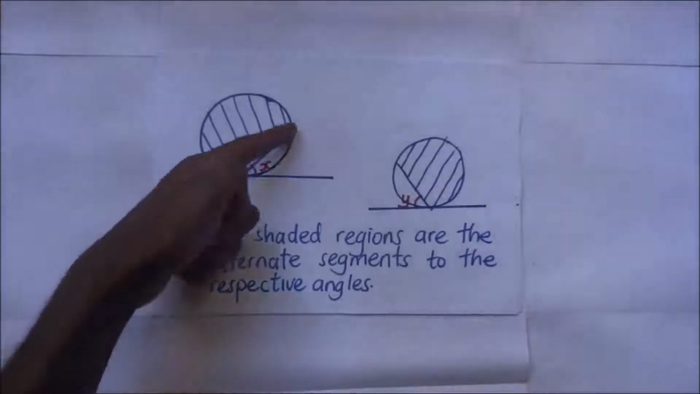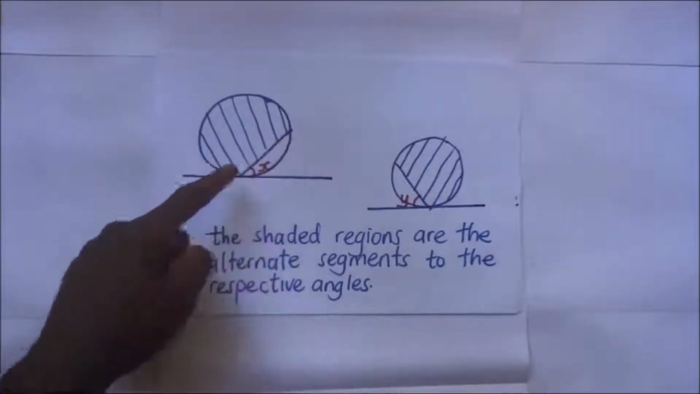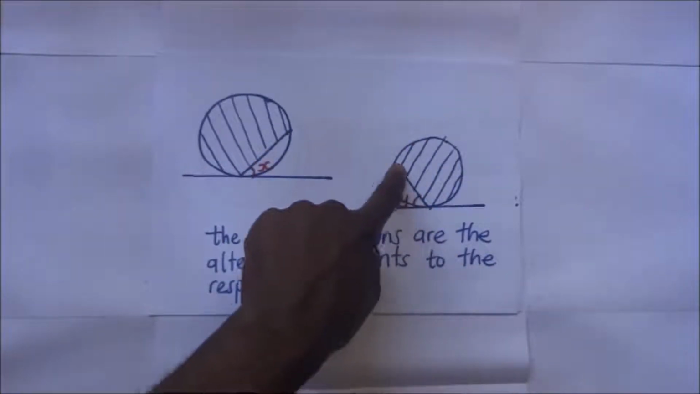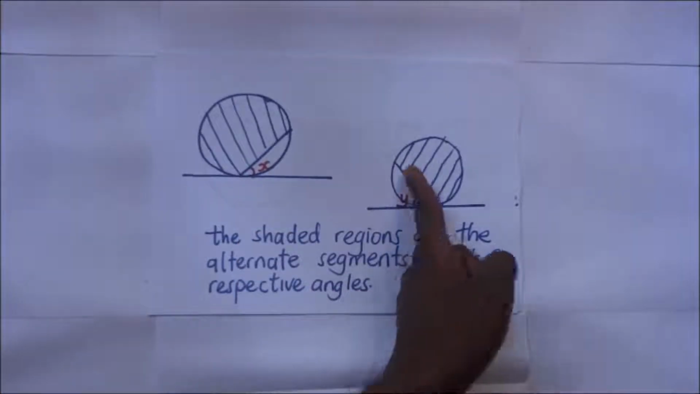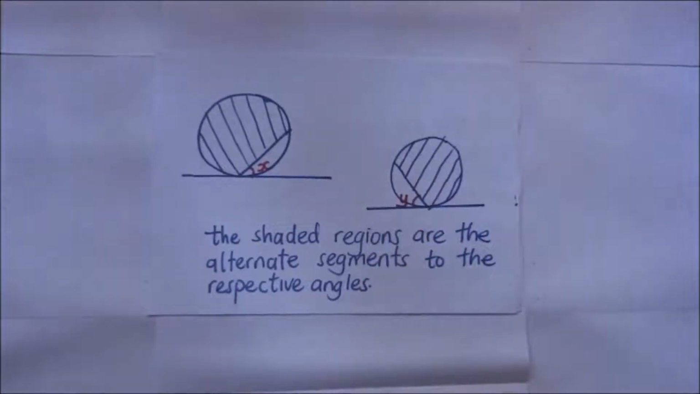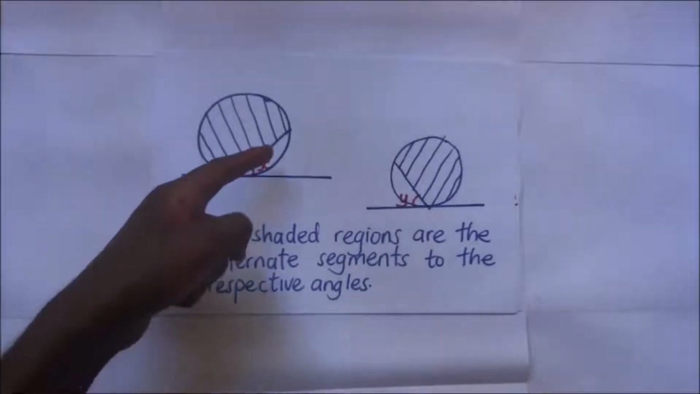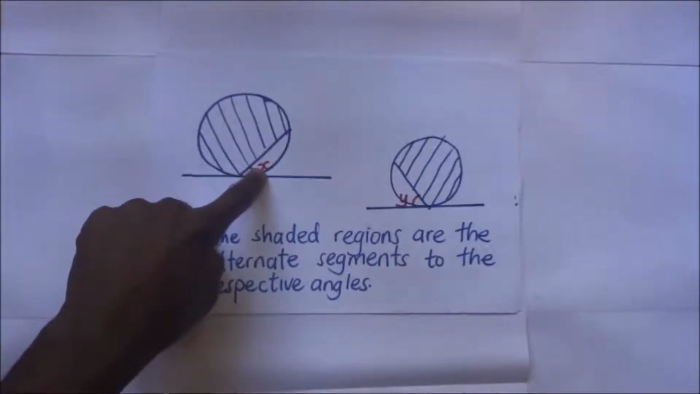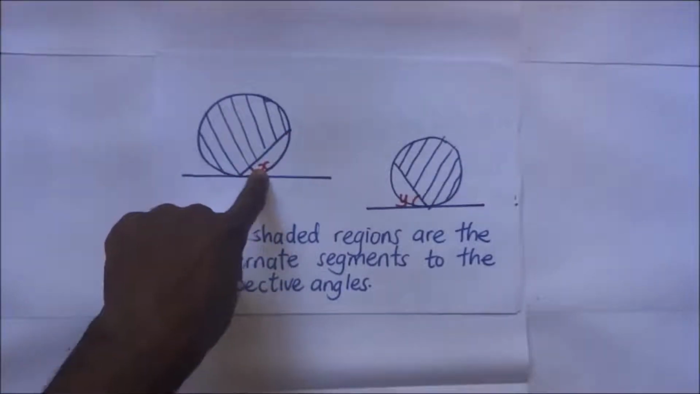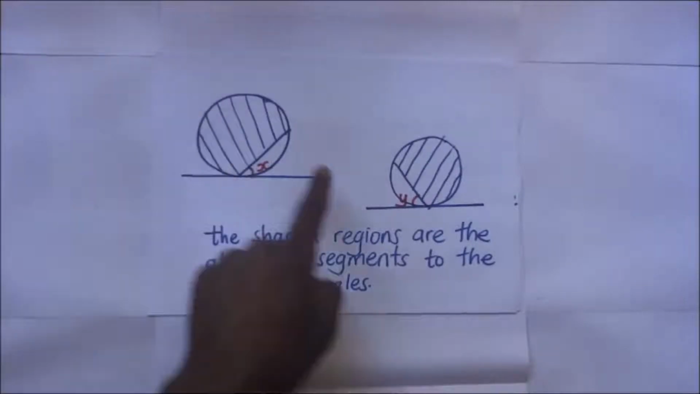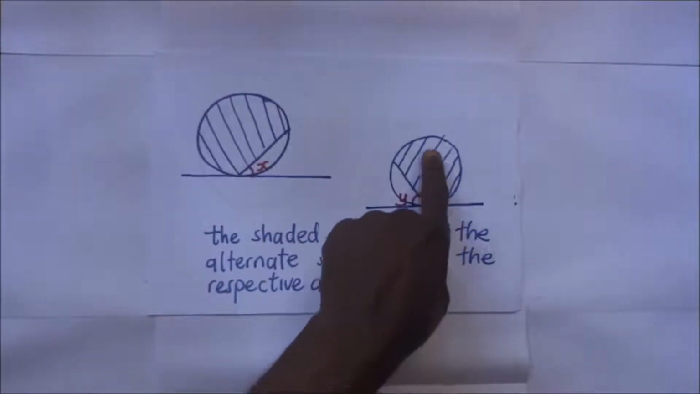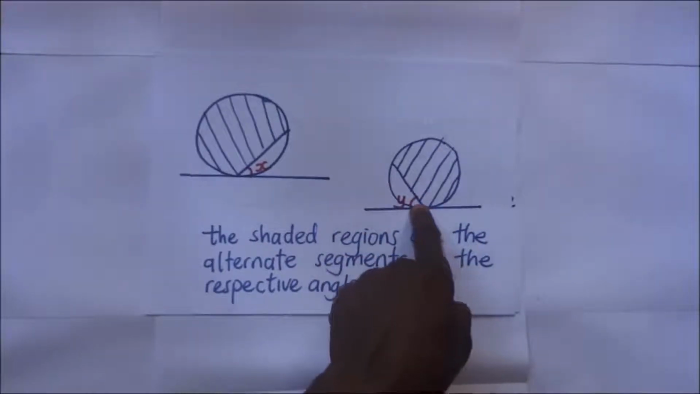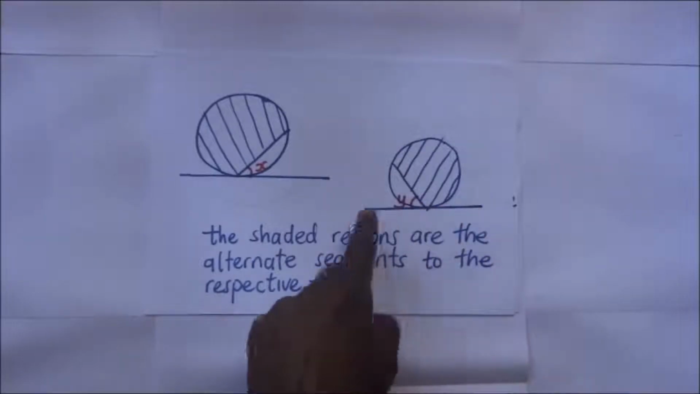If you look at this chord, it is dividing this circle into the major segment and the minor segment. So if the angle is located between this tangent and the chord, if that's the angle x, it means the alternate segment we are talking about is the shaded region. Likewise here, the alternate segment is the shaded region, because in this other segment is where the angle is, and this is the angle that is between the chord and the tangent.